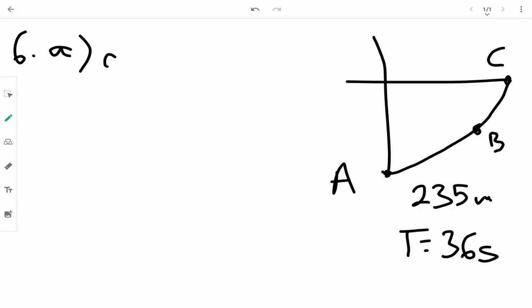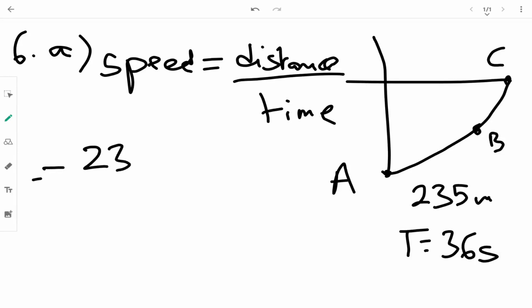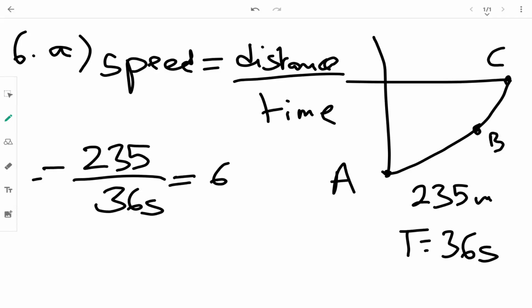So speed is the distance over the time, which is 235 meters over 36 seconds, which is 6.53 meters per second.